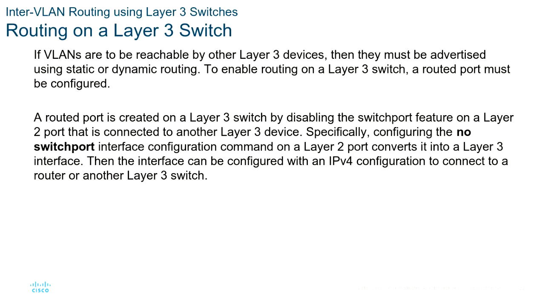So when we took that port, we said no switchport. It changed it from a normal switch port, that's normally going to be an access port or trunking port, and we made it a routed port. And then we configured that routed port with the default gateway address to connect to a router or to some other layer 3 switch.